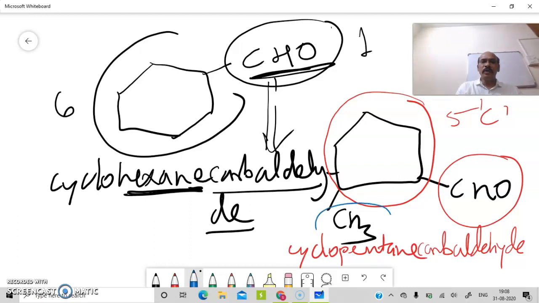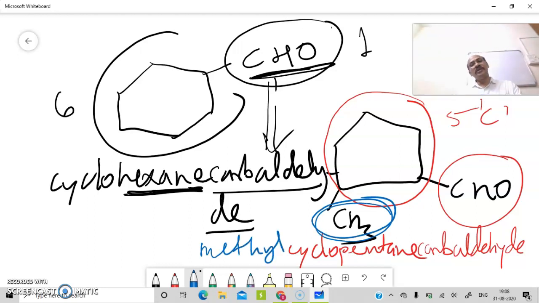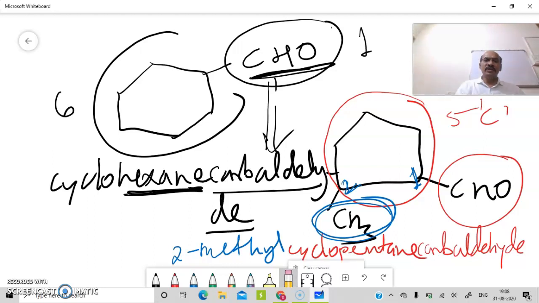But what about this methyl branch? You have to write that first as methyl. And what about its position? Numbering starts from the carbon having the aldehydic group and gives the lowest possible number to the carbon having the substituent, so its name will be 2-methylcyclopentane carbaldehyde. So like this. One more example we will see.